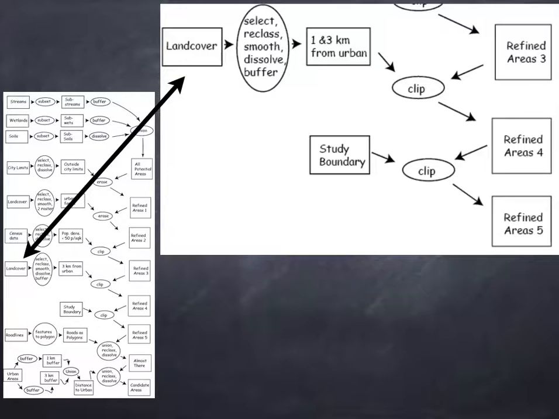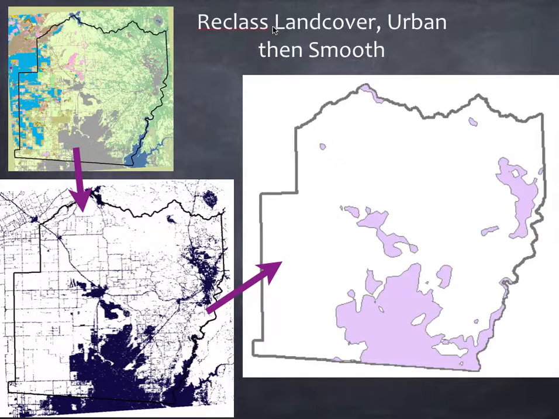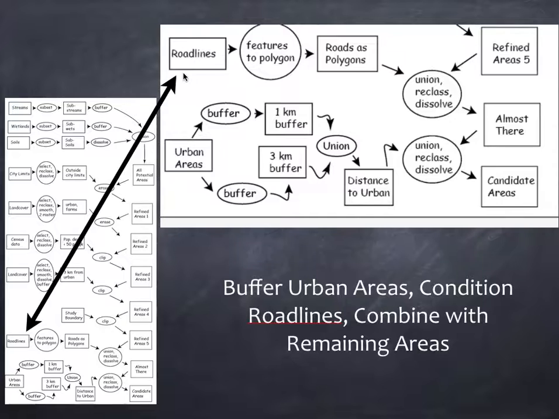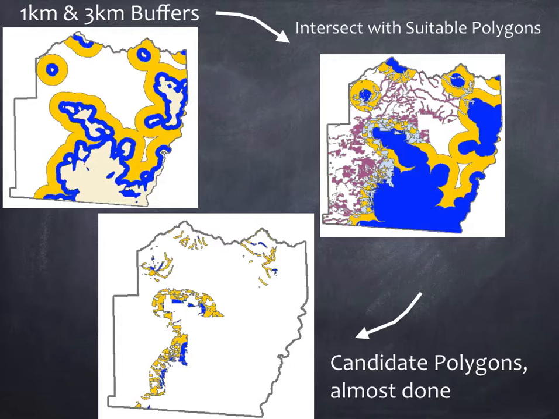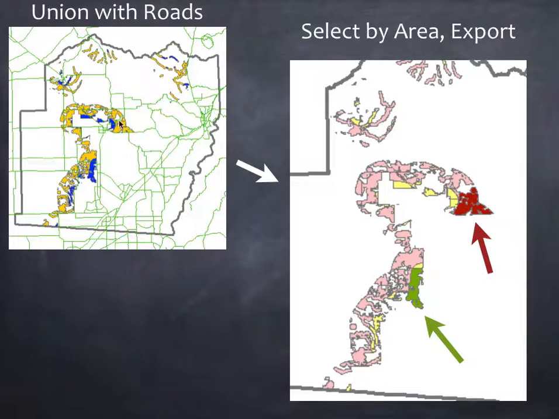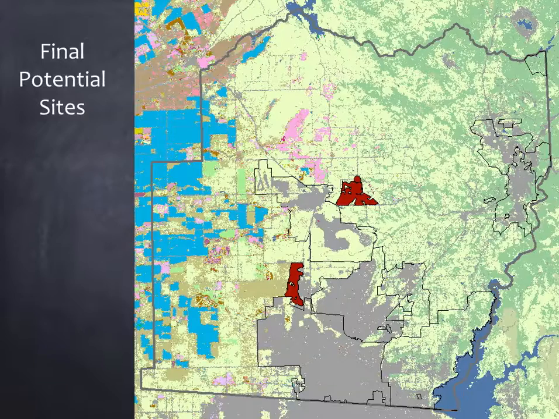And so if we look at that in practice, again, skipping a few steps, I'm going to reclass, then I'm going to buffer on those. I'll smooth in this case to get rid of some of the stuff. Then I want to buffer urban areas and condition the road lines. So this is the road lines here, and I want to basically 1 to 3 kilometers of the roads. So here are the areas that are 1 to 3 kilometers from roads. So I get these candidate polygons here, and I need to basically then clip out the existing ones. So here I have the areas that are close to roads, 1 to 3 kilometers from roads, meet all my other criteria, and these are the two, or the set, that are left. So I have these final potential sites here.